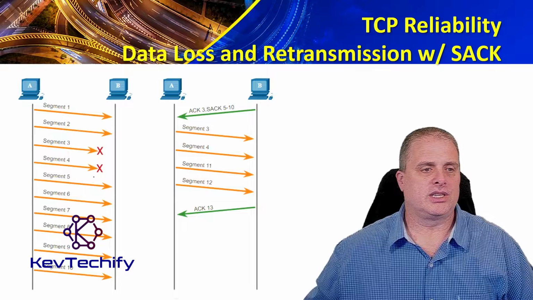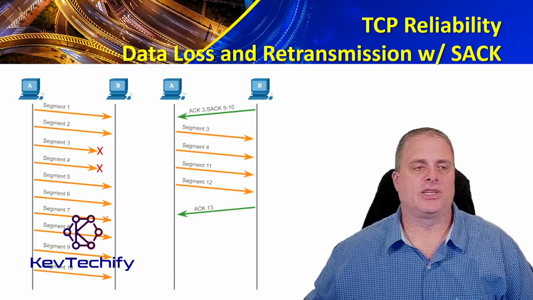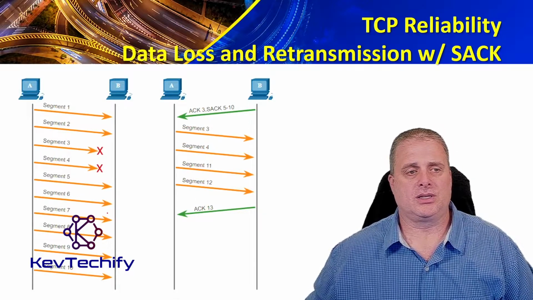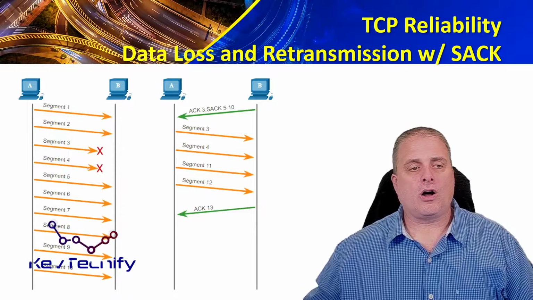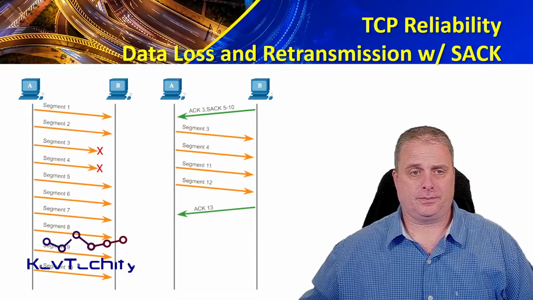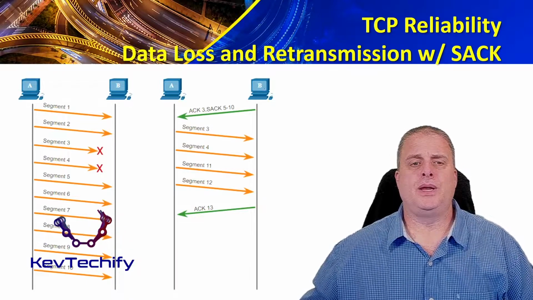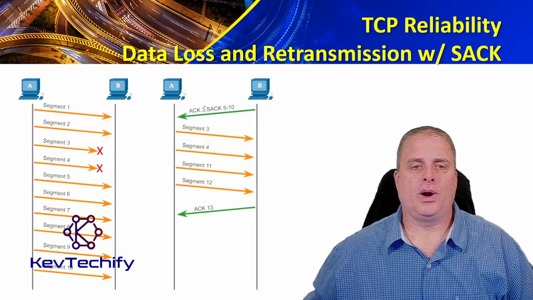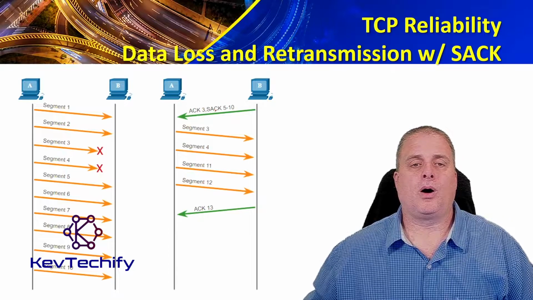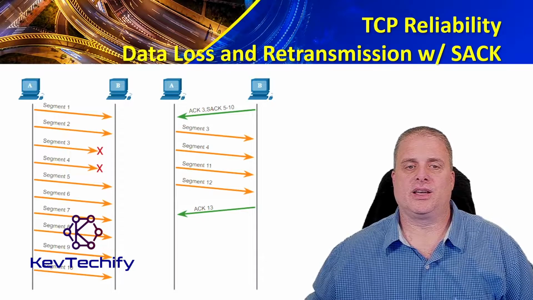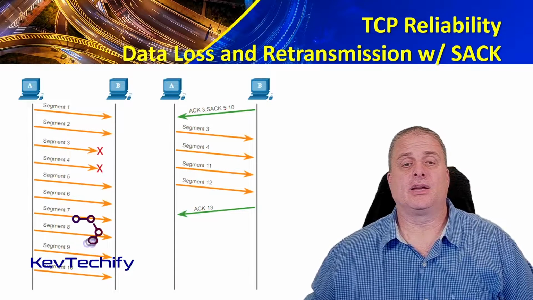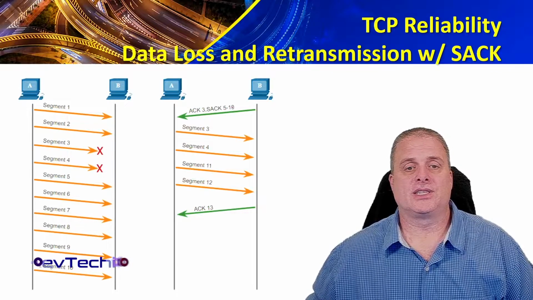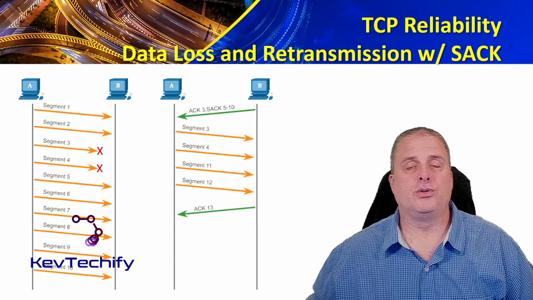And we can see here in this example, we send out our 10 segments again. PCA sends out 10 segments. All of them make it through except 3 and 4. And host B here sends back an acknowledgement that says, I'm waiting for segment 3, but I'm also going to send back a selective acknowledgement saying I got segments 5, 6, 7, 8, 9, and 10, so 5 through 10.